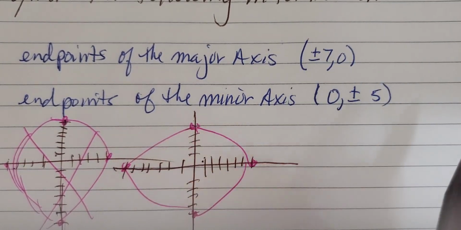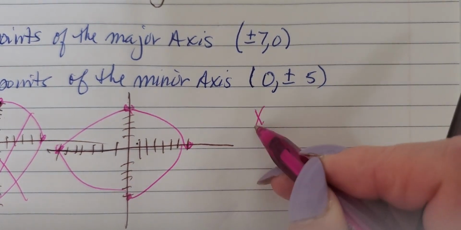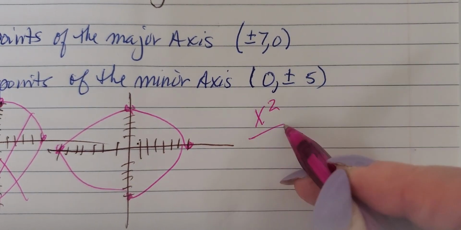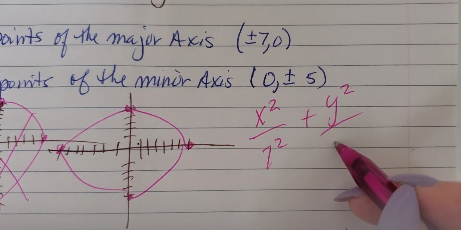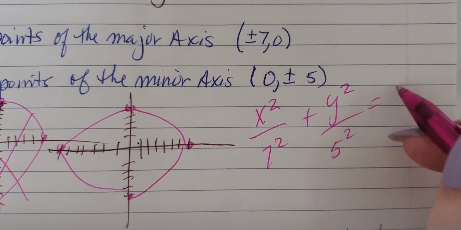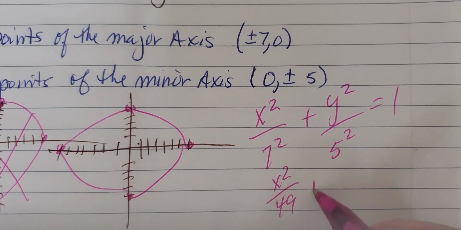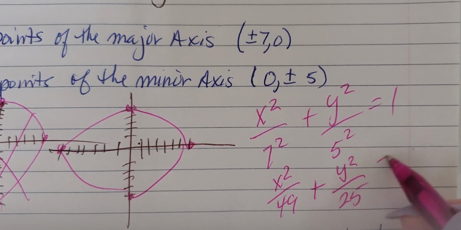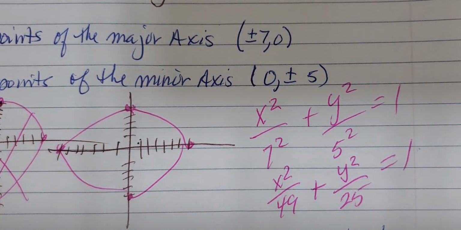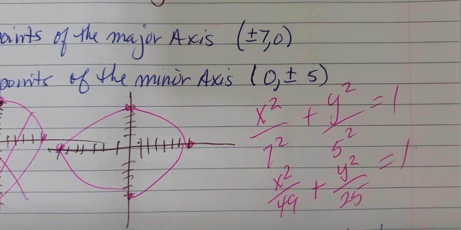So you can kind of see it's a little longer on the x. So since it's x squared, a is going to be 7. This is going to be 5. And there's your equation: x squared over 49 plus y squared over 25 equals 1. Okay? All right, any questions on that part?